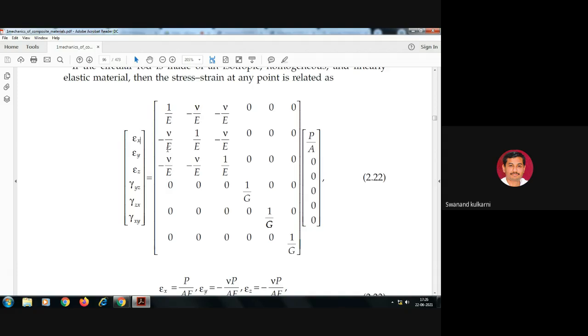Similarly, while calculating epsilon y, that is strain along the y-axis, when we multiply this row and this column, only minus mu P upon A E remains, and that is how epsilon y gets calculated, because the system is a uniaxial stress system. But if the system is not uniaxial but biaxial, then P1 upon A, similarly P2, so P1 will be here, P2 will be here, and P3 will be here. That indicates that the forces are acting along the x direction, y direction, as well as the z direction.